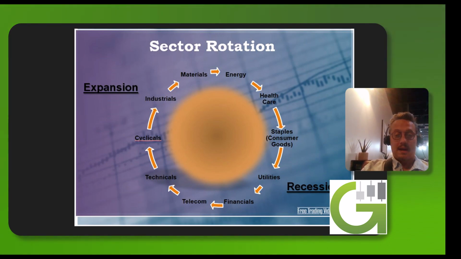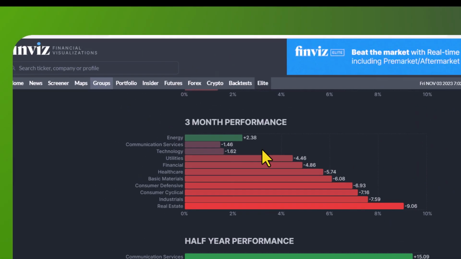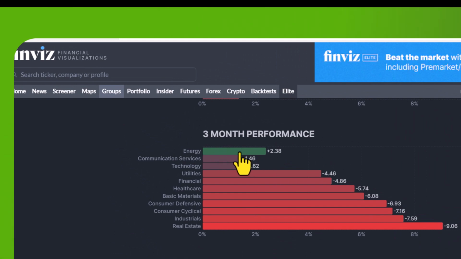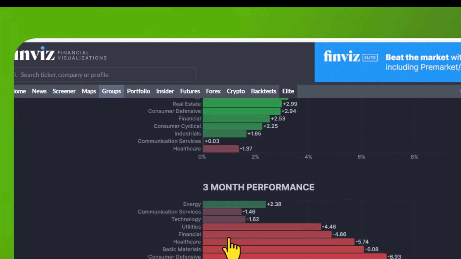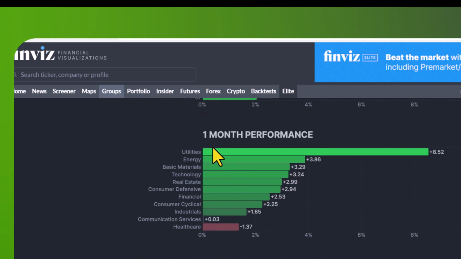So if we go back to this and say, okay, in 3 months, energy is hot, where do we see financials? Well, it's in the middle, and technology is still up here at the top. So this is telling me this still has time to mature. Okay, still has time to mature. We go up to 1 month, utilities and energy, very, very hot. Technology is still up there. Financials are dropping. Do you guys see that?